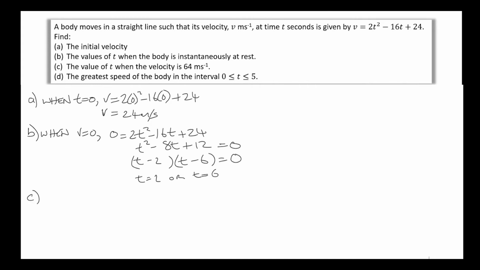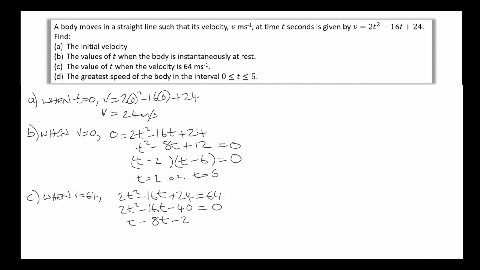We need to find the value of t when the velocity is 64. So we're going to set this velocity function equal to 64. So we get 2t squared minus 16t plus 24 equals 64. Okay, let's just rearrange to solve. So this is going to be minus 40.